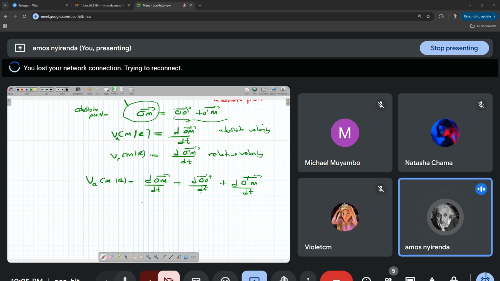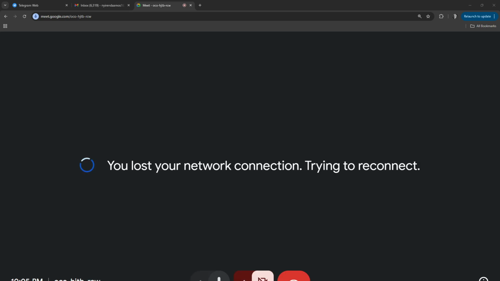Okay, another connection problem. Let me just connect to the other network.